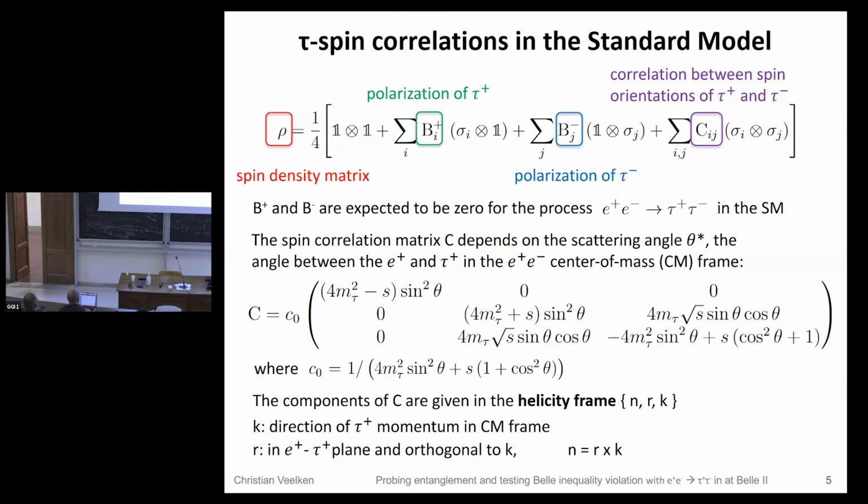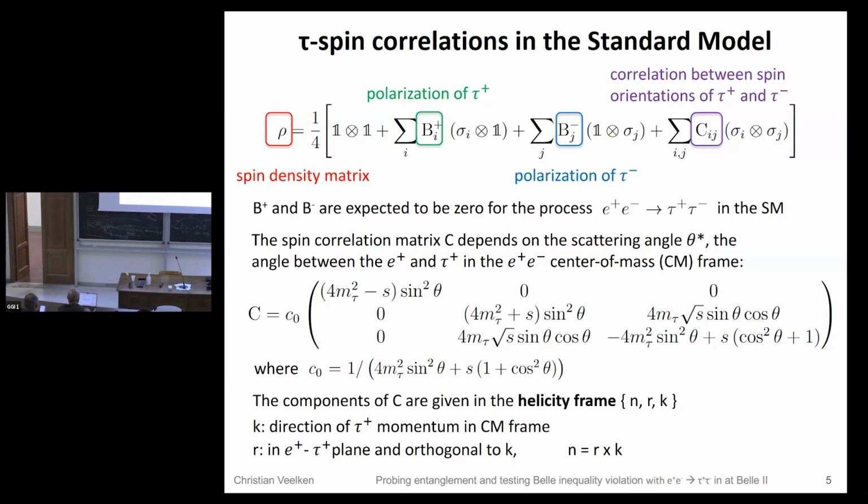Because the center of mass energy is fixed and we're producing nothing else, just the tau pair, the only dependence of the spin correlation matrix is on the scattering angle. And for reference, I give you the form here. I will also show you plots later on. There's a cut that you can apply in order to enhance the effect on entanglement and Bell inequality violation.